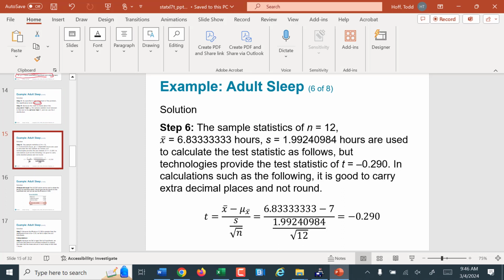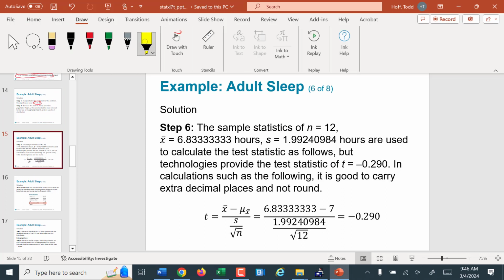So our sample mean was 6.8333. We're going to subtract. Remember that 7 comes from the null hypothesis. Then we take our standard deviation, 1.924094, divided by the square root of the sample size. Remember, 12 is the sample size. That comes out to give us a test statistic of negative 0.290.